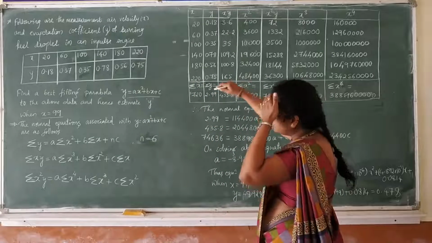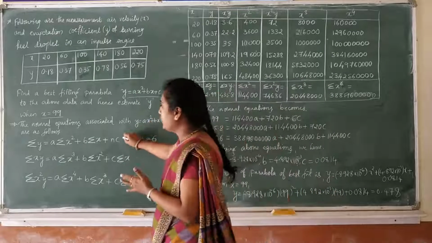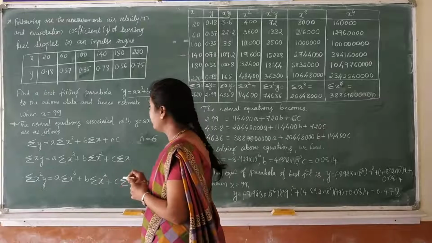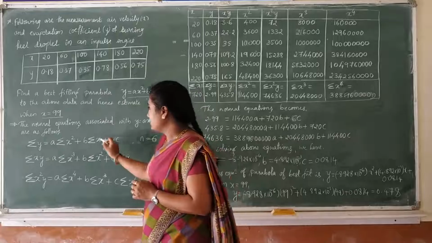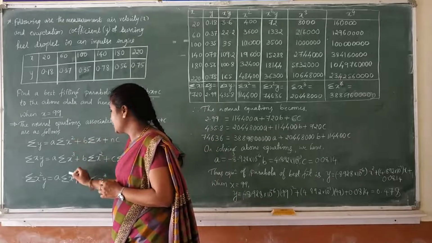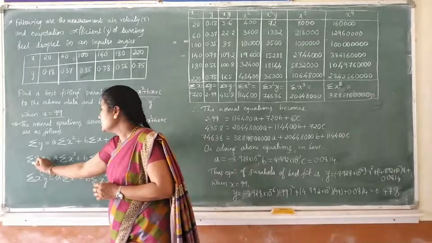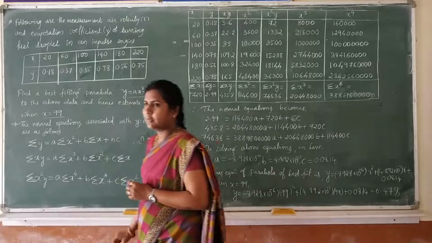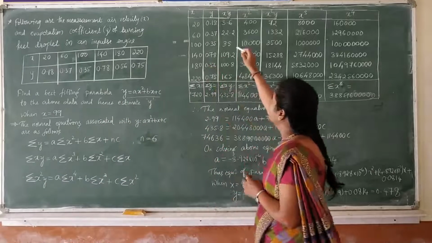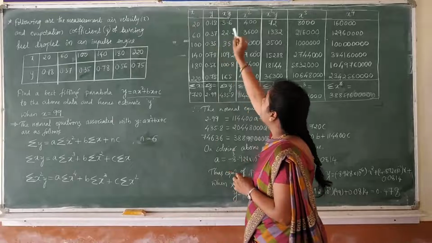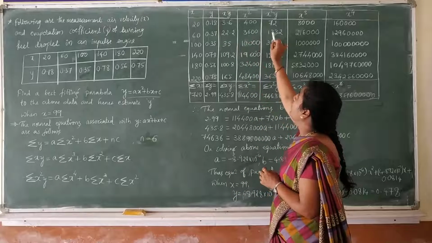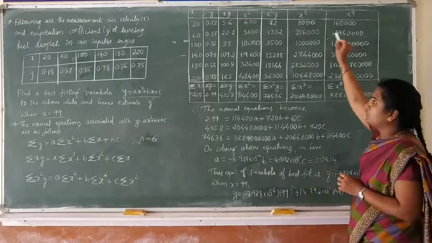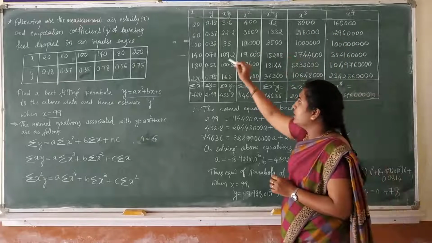Next, you have seen the normal equations. To find the values of a, b, c, we need all this data, that is summation x square, summation x cube, summation x raised to 4, summation xy, summation x square y. Just to substitute the values, go on finding first xy, next x square y, x cube, x raised to 4. Find them out and sum all the data.